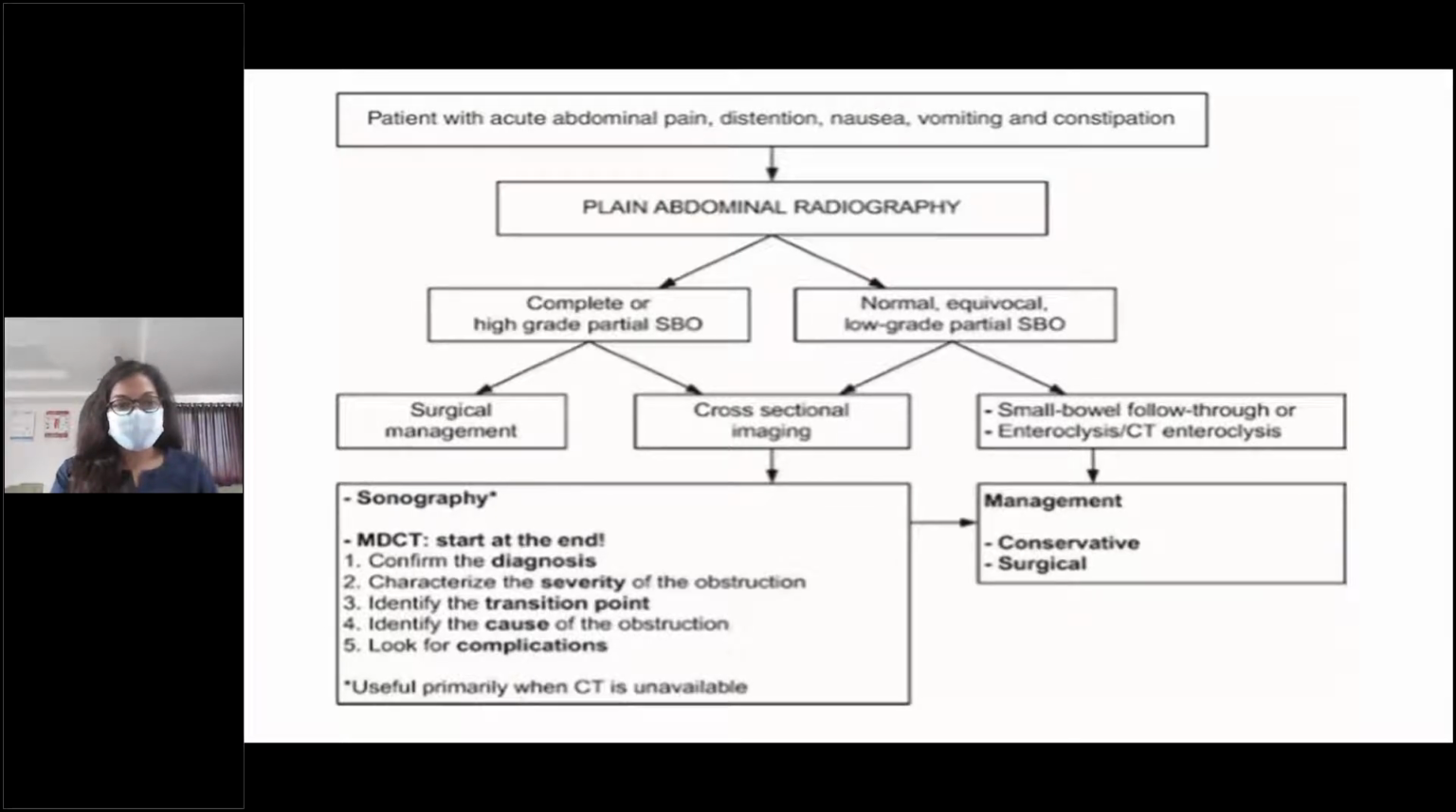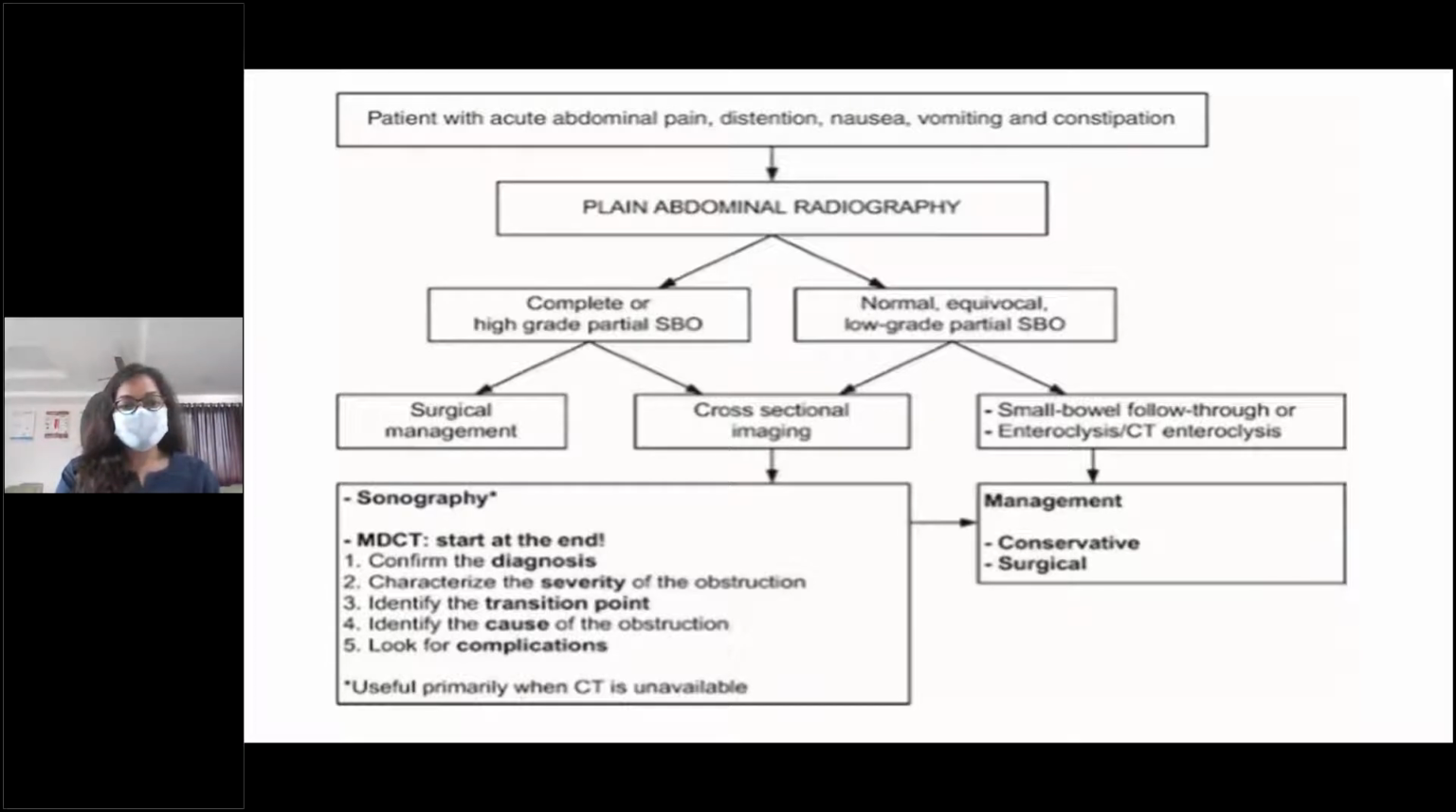and sonography. And in case of normal or equivocal findings, we'll go for small bowel follow through or enteroclysis or CT enteroclysis, and then based on those findings, we'll decide the management, whether it is surgical management or conservative management.